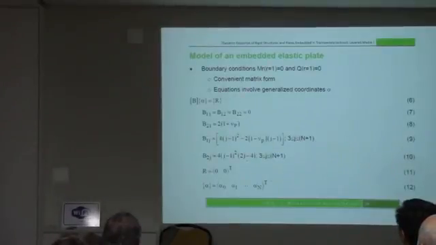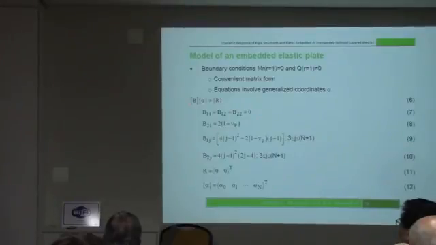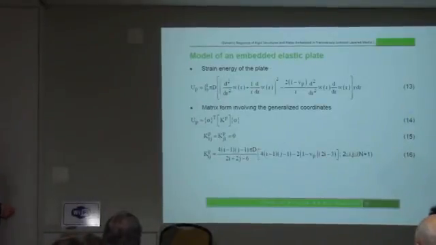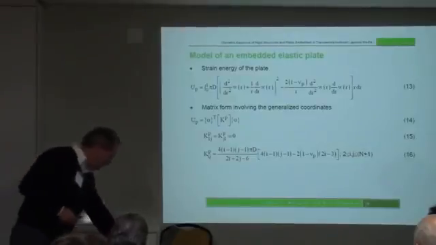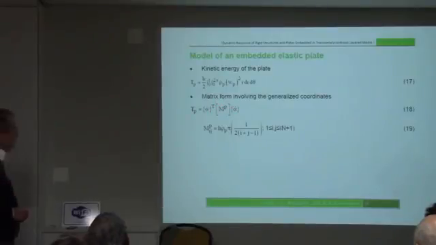We have here homogeneous boundary conditions, but we can introduce any other. We did homogeneous boundary conditions in terms of moments and shear forces at the edges of the plate. We can write the boundary conditions also as functions of the generalized coordinates. We can write the strain energy of the plate, and also the kinetic energy of the plate, as functions of the generalized coordinates.